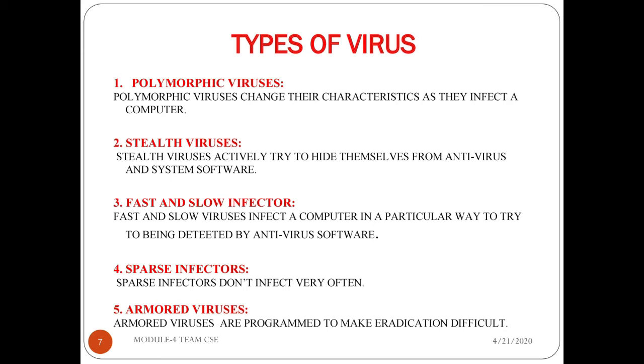Third one, fast and slow infector. Fast and slow viruses infect a computer in a particular way to try to avoid being detected by antivirus software. A sparse virus infector doesn't infect very often. Fifth one, armored virus. Armored viruses are programmed to make eradication difficult.